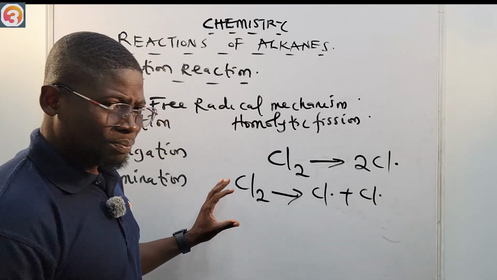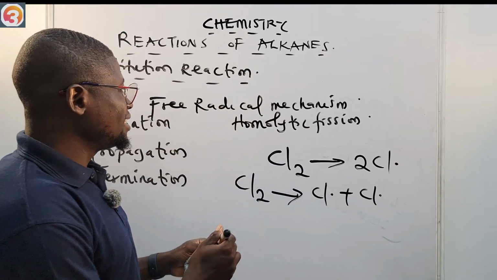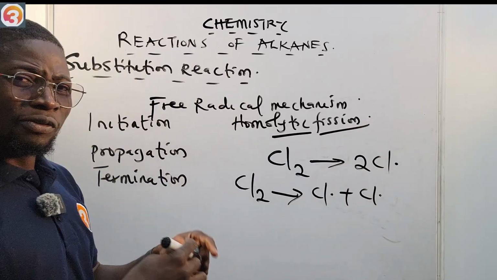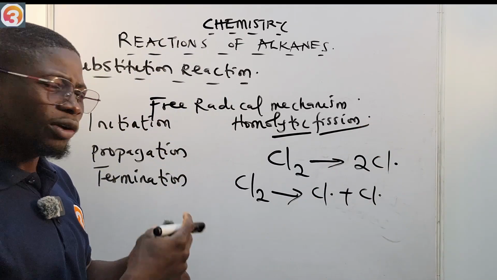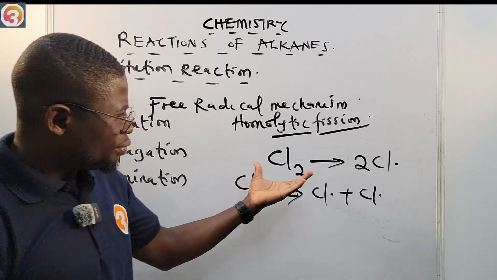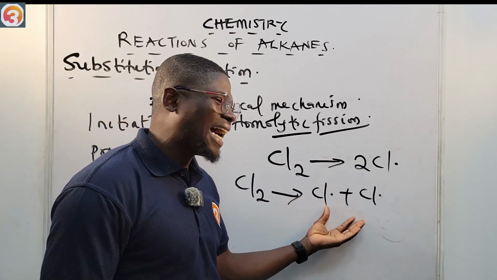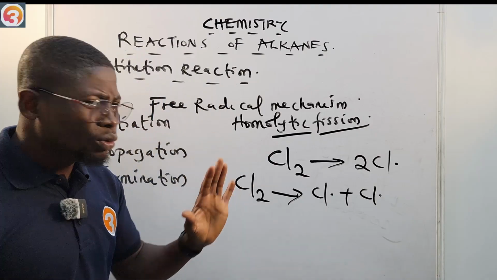So this is the first stage. Lytic means breaking. You know what fission means now, right? For example, we have done nuclear fission, so you already have an idea what fission means. So we have broken down this molecule in the initiation stage to give us 2 chlorine radicals.